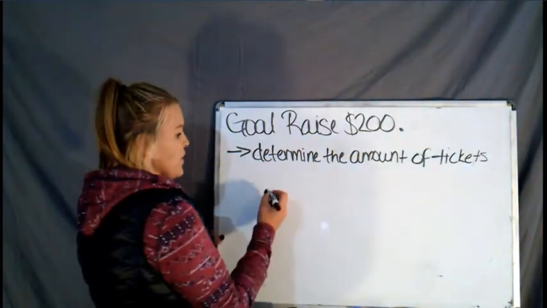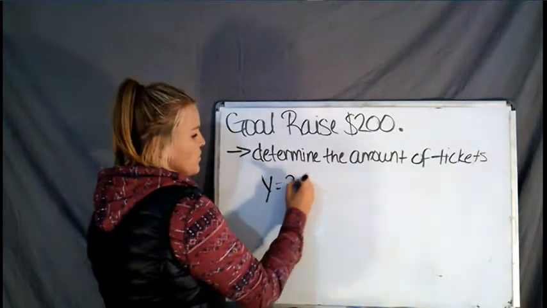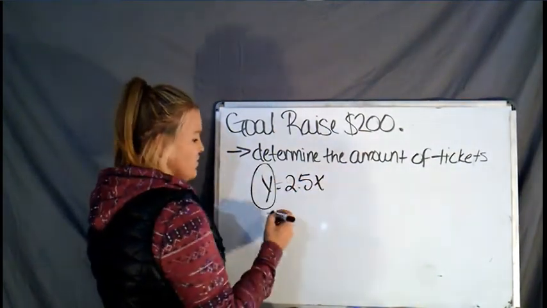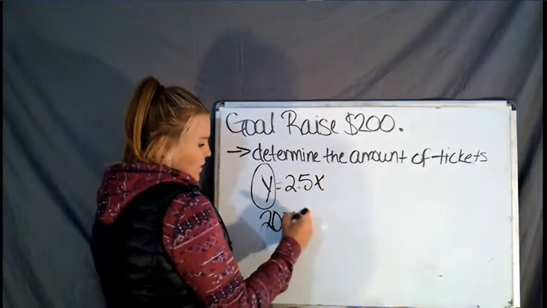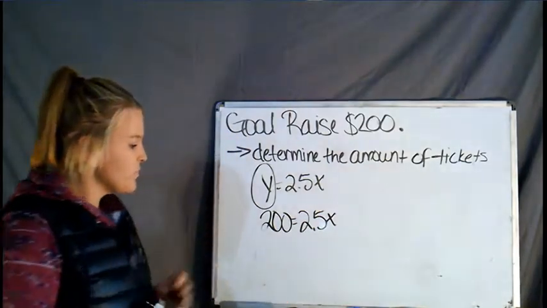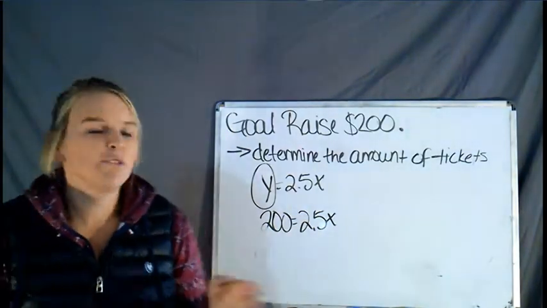So, and when we do that, we have Y is equal to 2.5X. And now I want to know what happens if this is 200. So 200 is equal to 2.5x. So now we need to solve for x. And I'm sure that you guys know how to do this one.